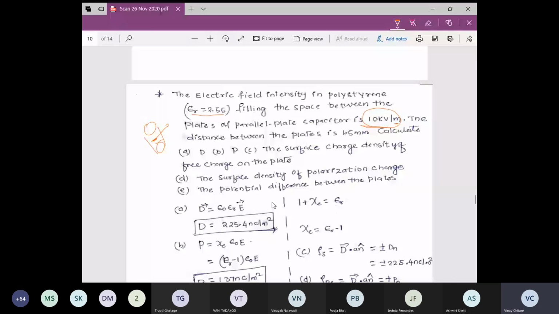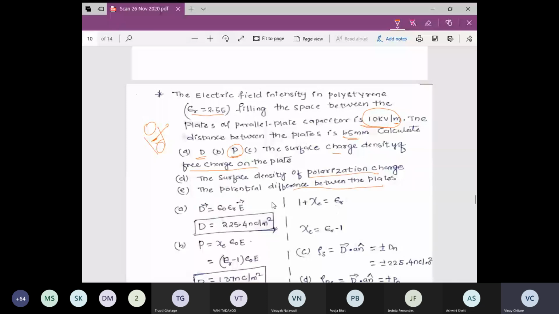Okay, the distance between the plates is 1.55 millimeter. Calculate D, calculate P, the polarization, and calculate the surface charge density, the free charge density on the plate, and also try to calculate the surface charge density of polarization charge and the potential difference between the plates.